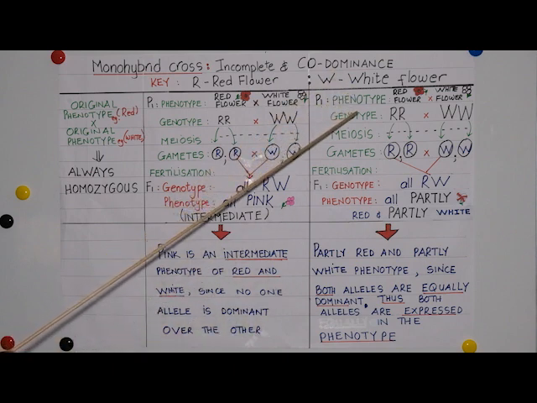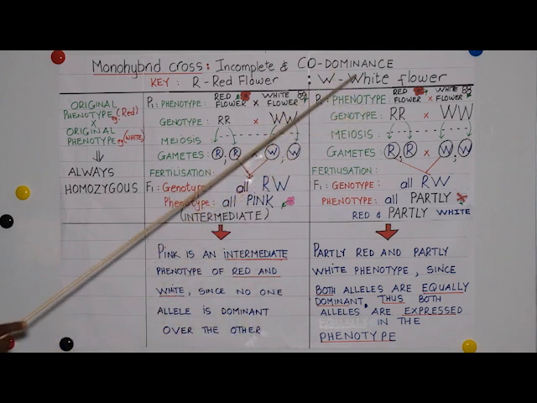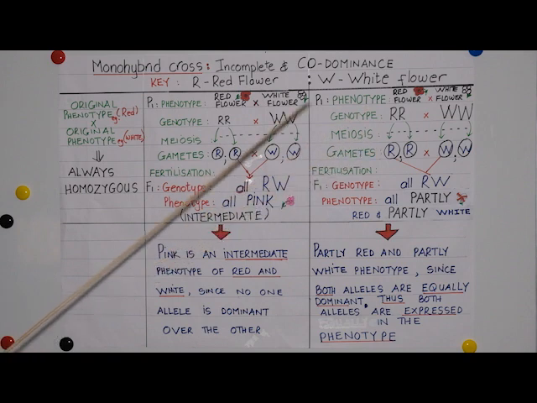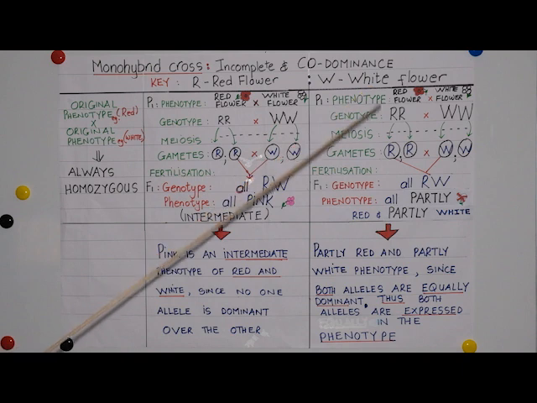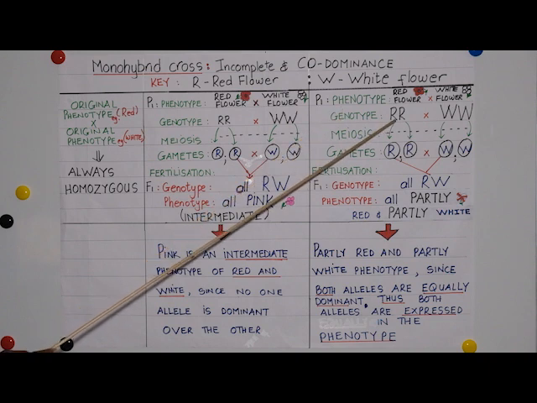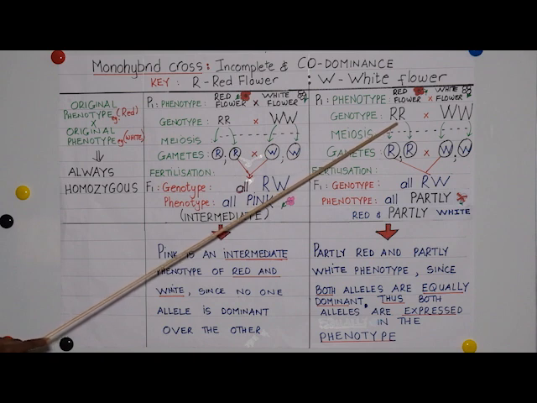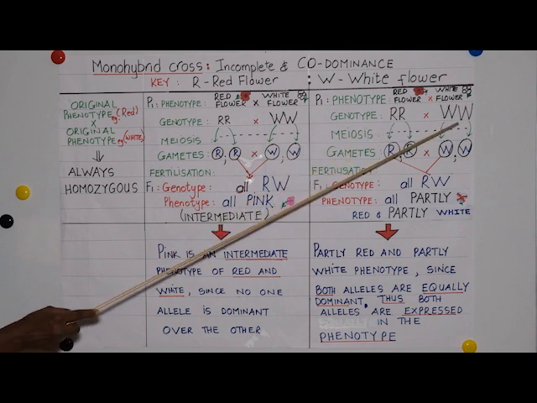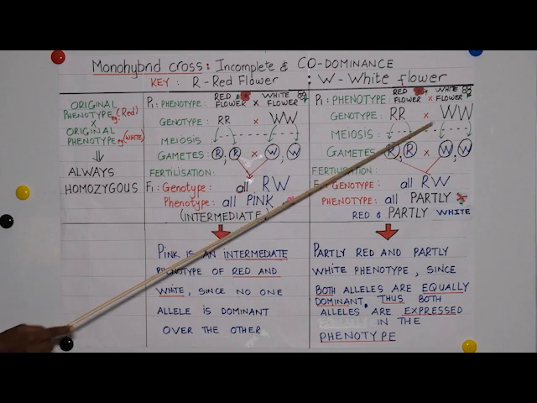Now I'm going to do the monohybrid cross for codominance. Same key, capital R for red flower, capital W for white flower. P1 phenotype, red flower times white flower. Genotype, remember the original phenotypes would always have a homozygous genotype. So 2 capital R's for red flower and 2 capital W's for white flower.